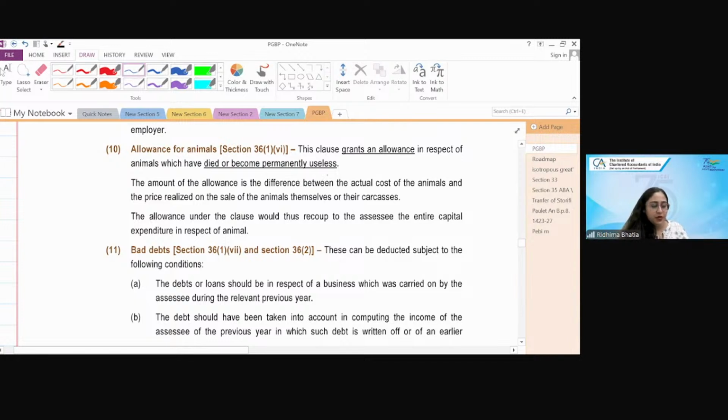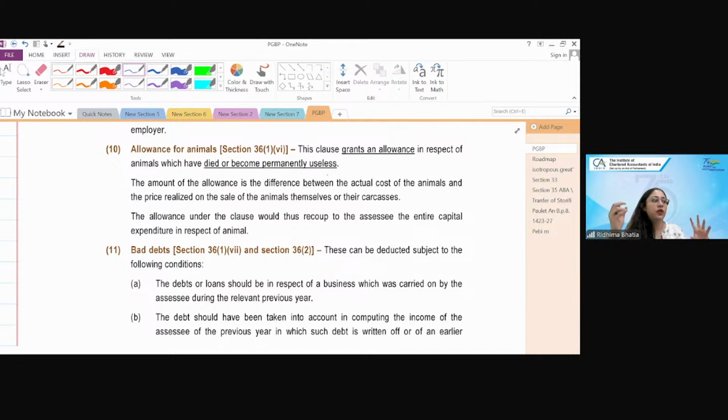If they're used in a business, then how? Suppose someone has kept an animal as a security dog, or someone has kept cattle because they are into the milking business. That is also a particular type of expenditure. Now, how do you claim the expenditure? First of all, animal expenditure is allowed only when they become permanently useless or if they die. At that time, it is allowed.